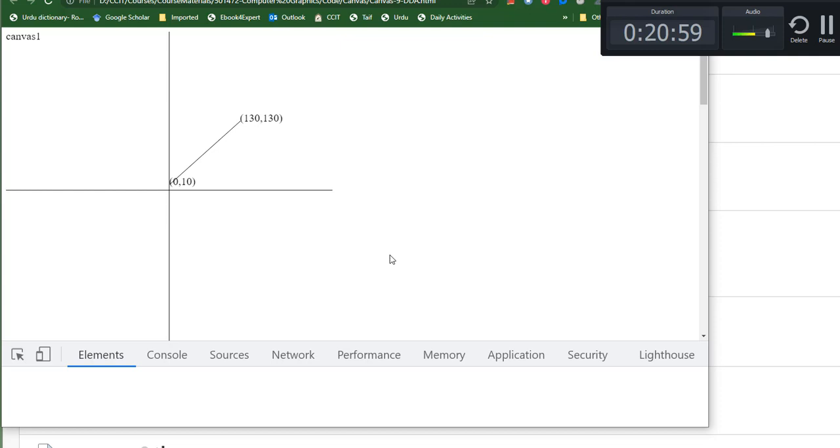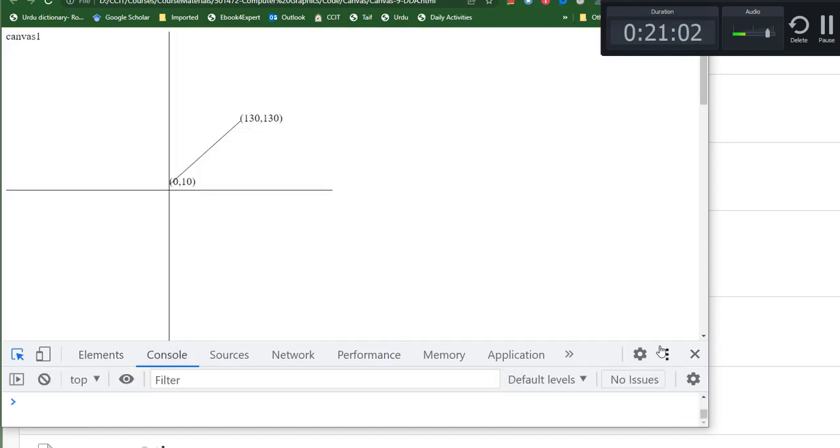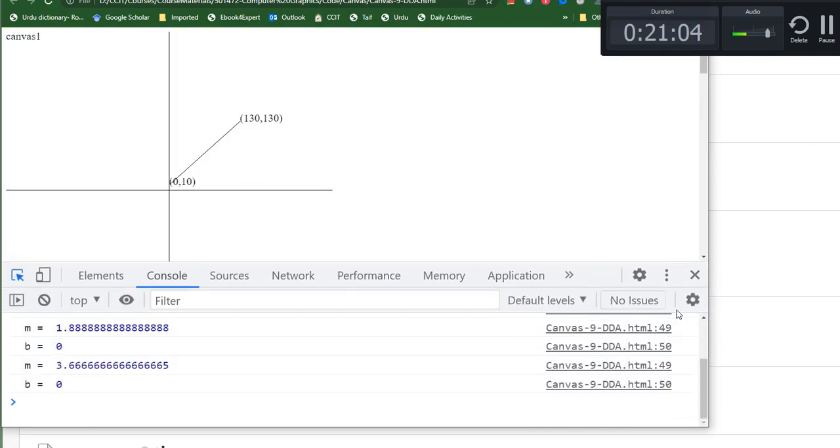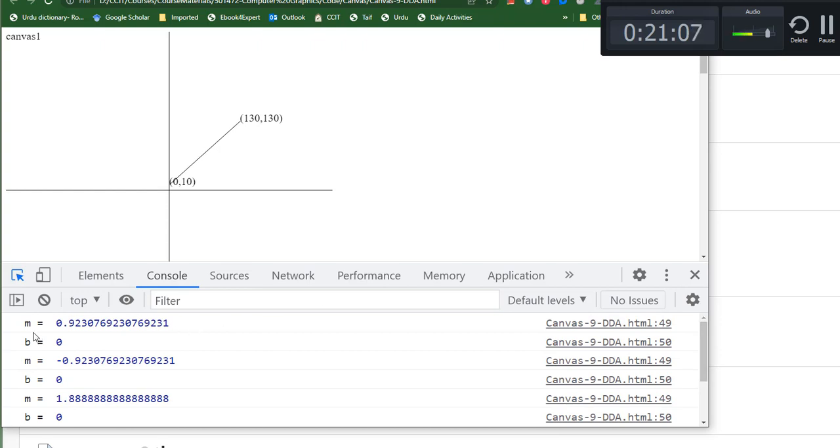I have 0, 10 and 130, 130. Now if I want to see the output, on console I will see my first canvas. This is for the first one. The m is 0.92, b is 0. So this is m is less than 1, and b is equal to 0. Okay, fine. So this is my first one.